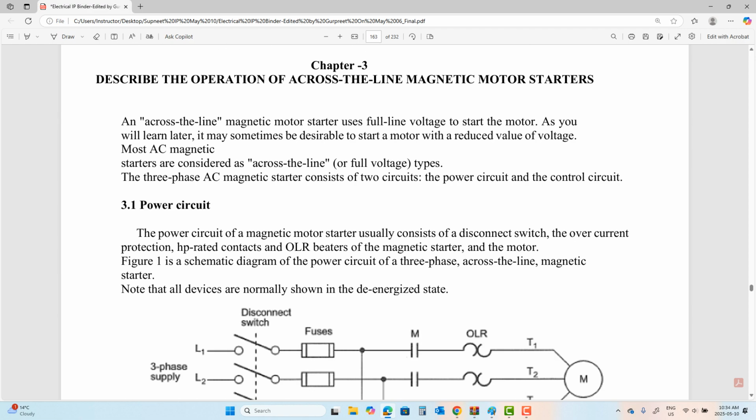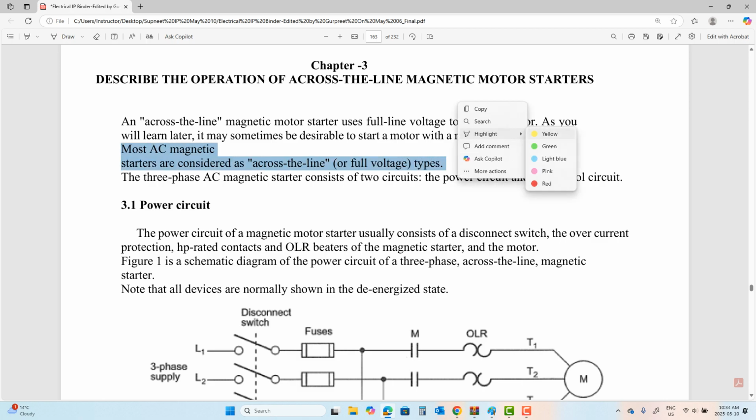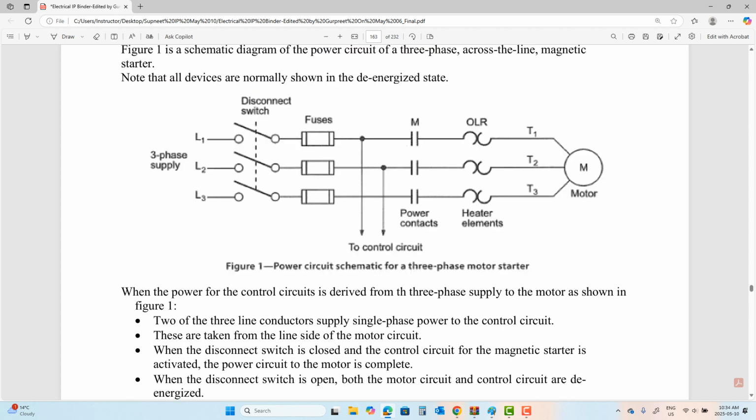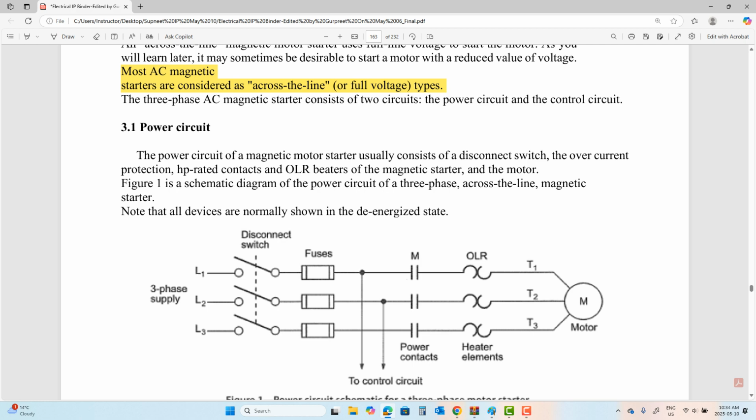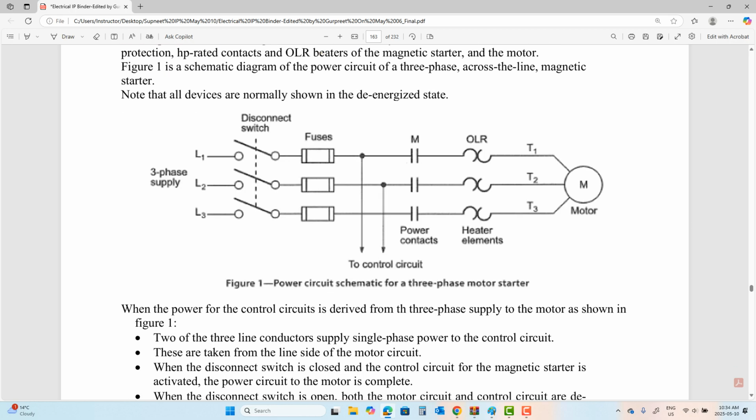Chapter 3 actually tells you how to control the overload devices. The first type of control that he talks about here, before the control, he's only talking about the power circuit. You have 3 fuses, 3 M contacts, 3 OLRs connected to a 3-phase motor.